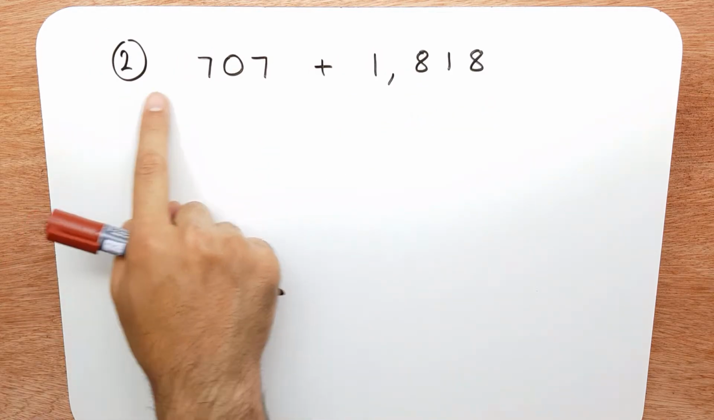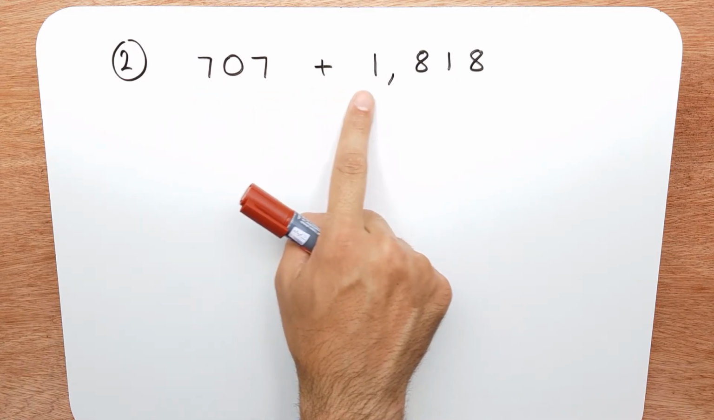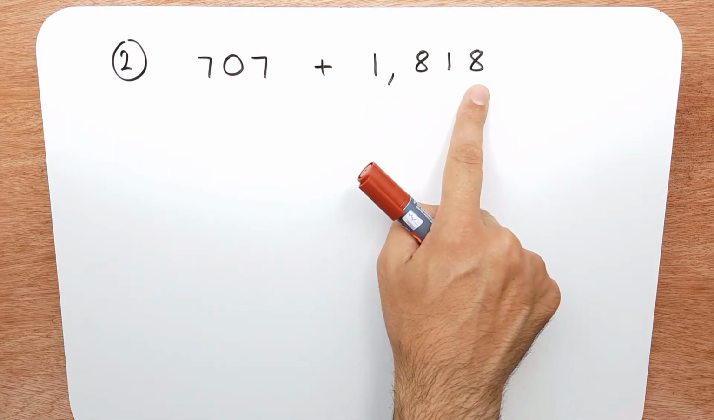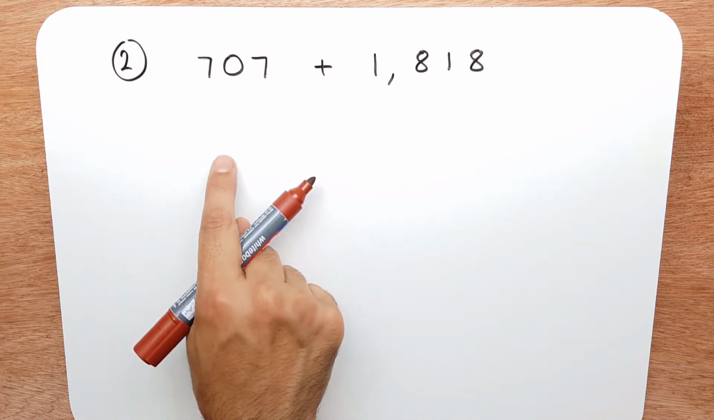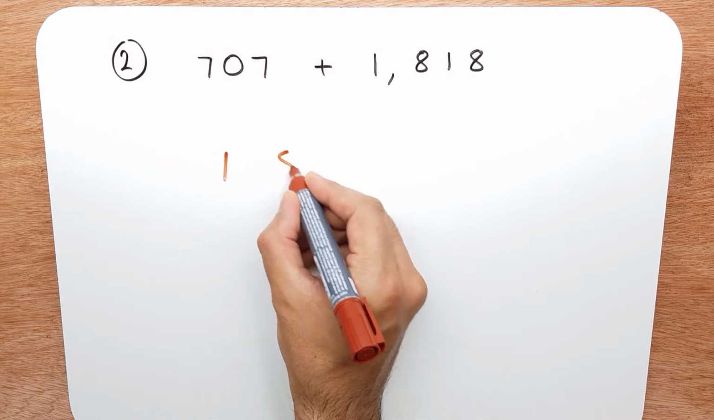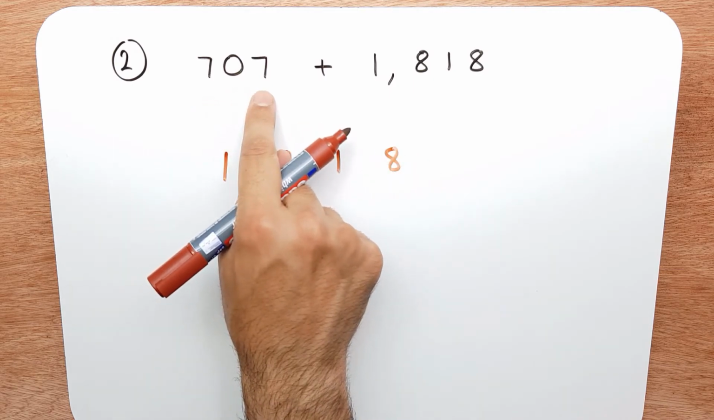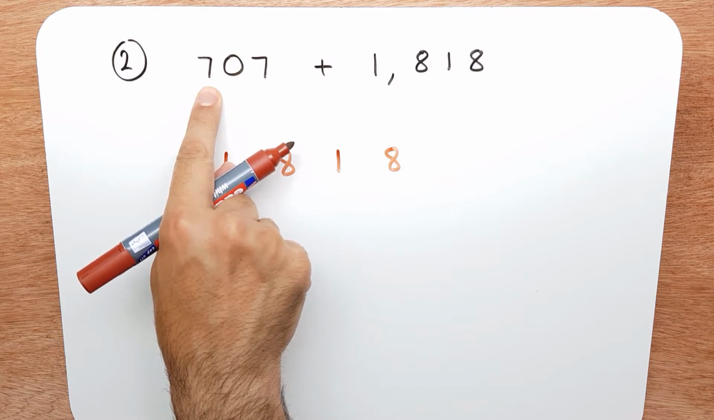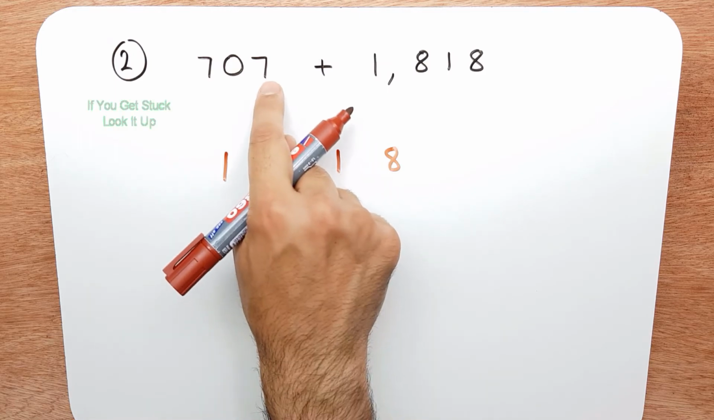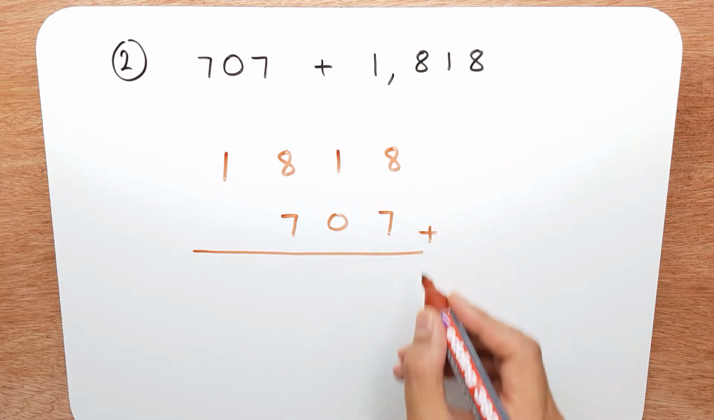Question 2, we're given 707 plus 1818. Again, as before, we put them into columns. Start with the biggest number, 1, 8, 1, 8, and 707. So that has to go into the hundreds column. The 0 has to go into the tens column, and 7 has to go into the ones or the units column. And that is the calculation we need to do.